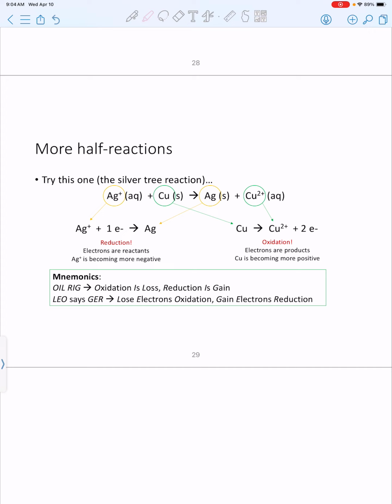Oxidation is loss of electrons, meaning they're on the product side. Reduction is gain. Right, so we can see our silver is gaining electrons. It's becoming more negative. That's my reduction. Or the other way to think about it is my electrons are on the reactant side. Reactant side means reduction. Oxidation is on the product side over here for my copper.